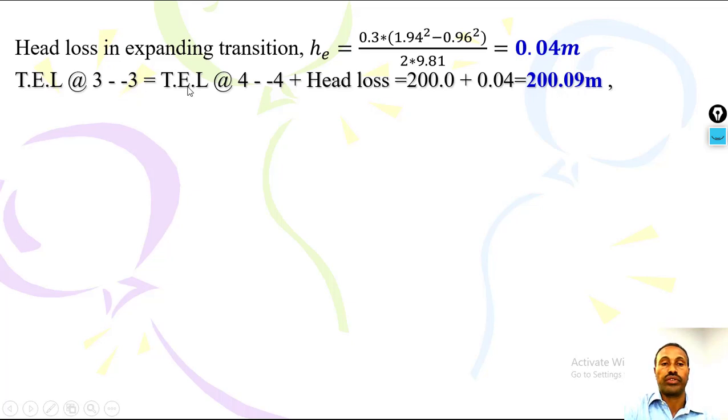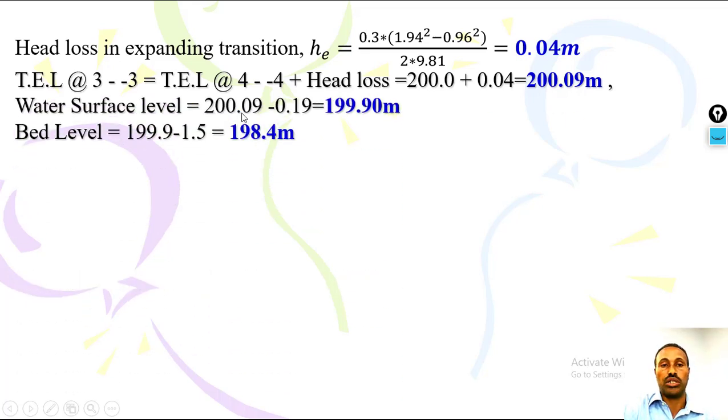At section 3-3 it will be just the total energy at 4 plus the head loss from 4 to 3. Then you add, so we are adding. So the energy, which is just the level of water, is increasing, you can see. And water surface level 200.09 minus 0.19, which is the previous, so you have 199.9, and bed level you subtract again the depth. So we are using Mitra's method.